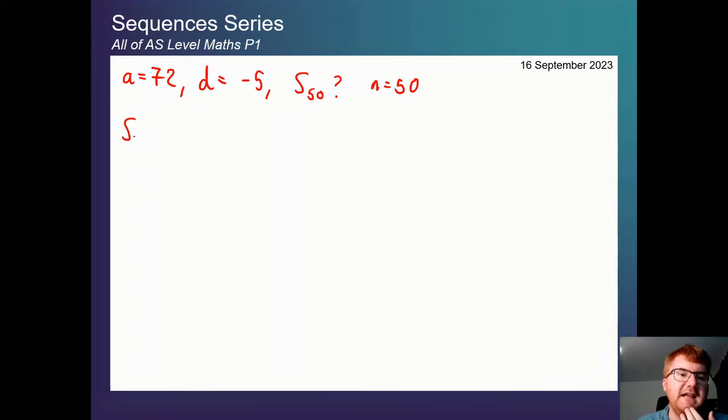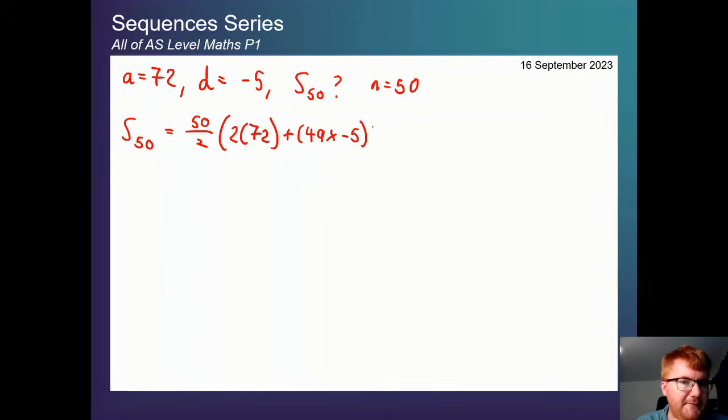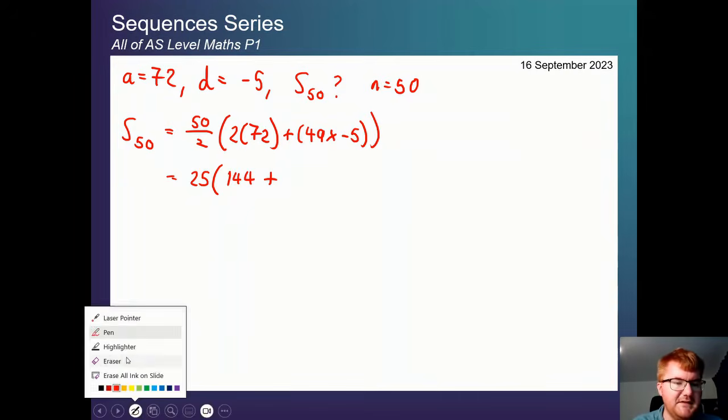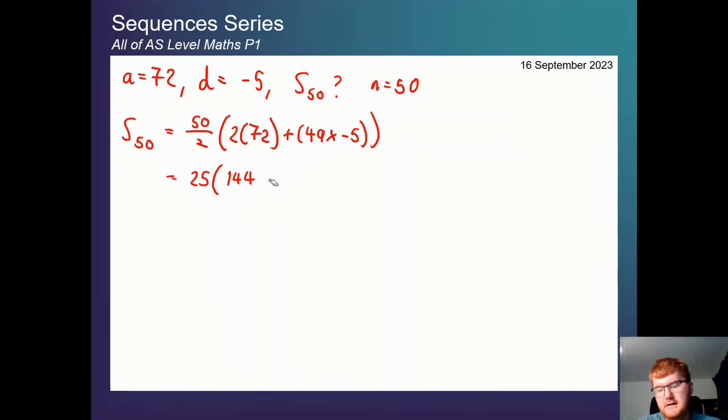So if we pop this in, S50 is equal to 50 over 2, 2 lots of A, so 2 lots of 72, plus N minus 1, so 1 less than 50, 49, multiplied by -5. And this is a case where we can just put this in the calculator, a bit of simplifying. So we get 25 here, 72 times 2, that's 144. That's not going to be a plus, that's definitely going to be a minus.